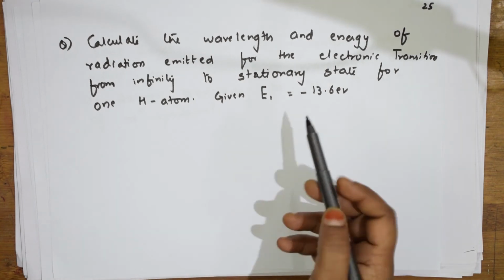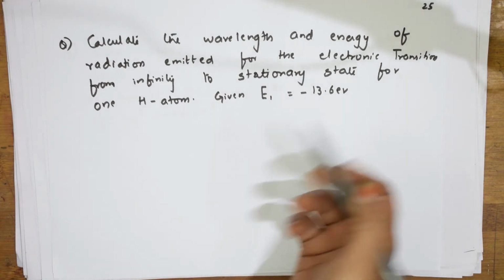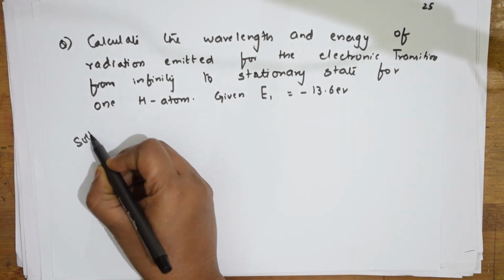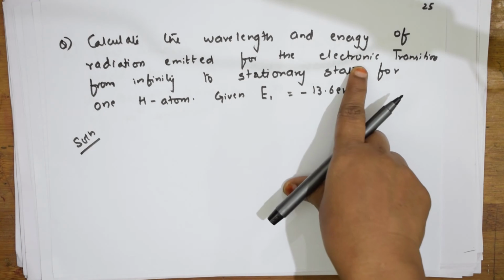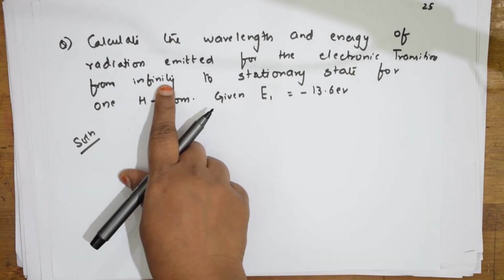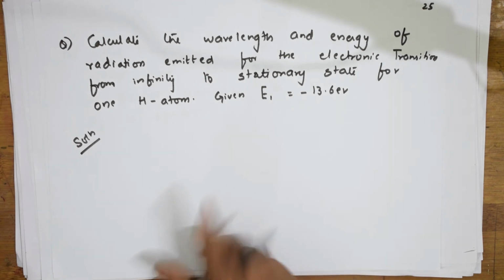Calculate the wavelength and energy of radiation emitted for the electronic transition from infinity to stationary state for one hydrogen atom. Okay. What did they ask me? They've asked me to find out the wavelength and energy of radiation. Okay. So the energy of radiation emitted for the electronic transition from infinity, E infinity, to stationary state, E1, for hydrogen atom.